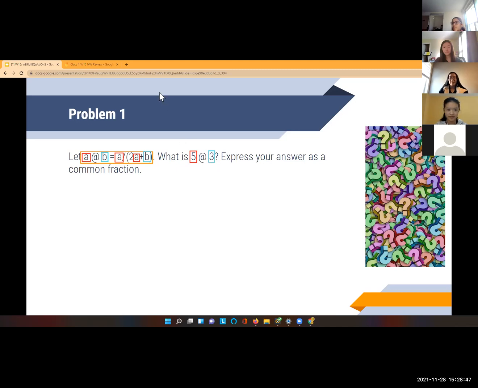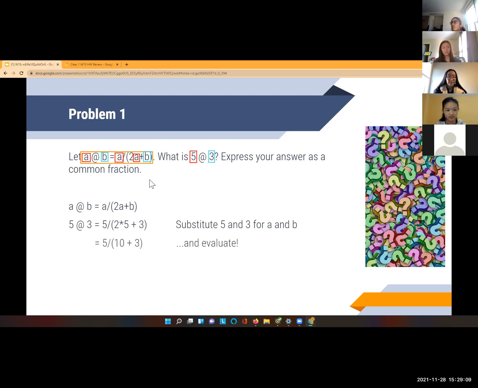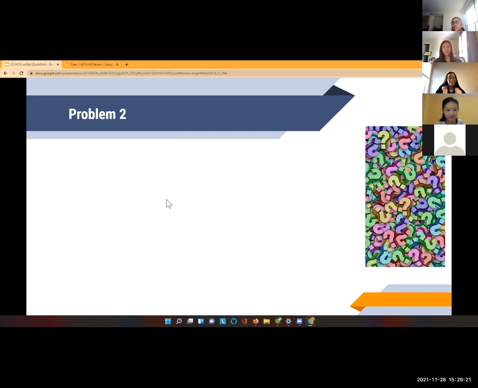It seems like most people are saying 5 over 13. Two people said 3 over 13. But let's take a look at this problem. If we plug in 5 for all the A's and 3 for the B, then you get 5 divided by 2 times 5 plus 3. If you continue to simplify, you get 5 divided by 10 plus 3, which equals 5 divided by 13. Good job. You guys are getting this, I think.